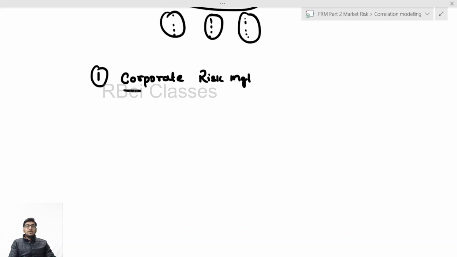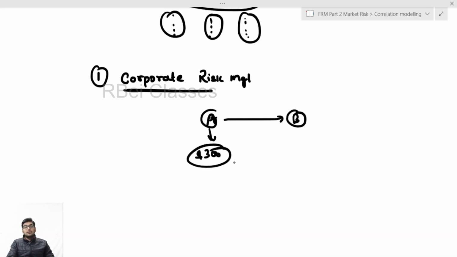Clear? Now when you are doing the risk management, I have given you the example that you gave the money to Mr. B. Clear? And you got to know that there is a potential loss of $300.